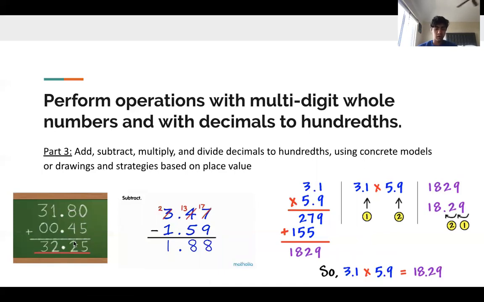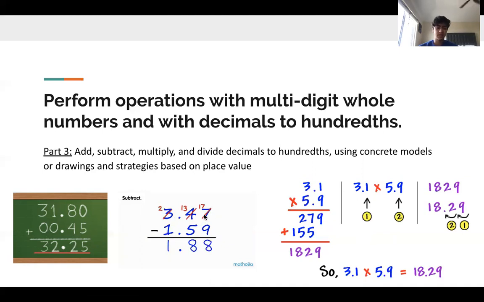8 plus 4 to give you 12, carry the 1, you get a 2, and then 3 plus 0 is 3, 32.25. Pretty simple. Subtraction can be a little harder, but it's the same thing. First, line it up, 3.47 minus 1.59.